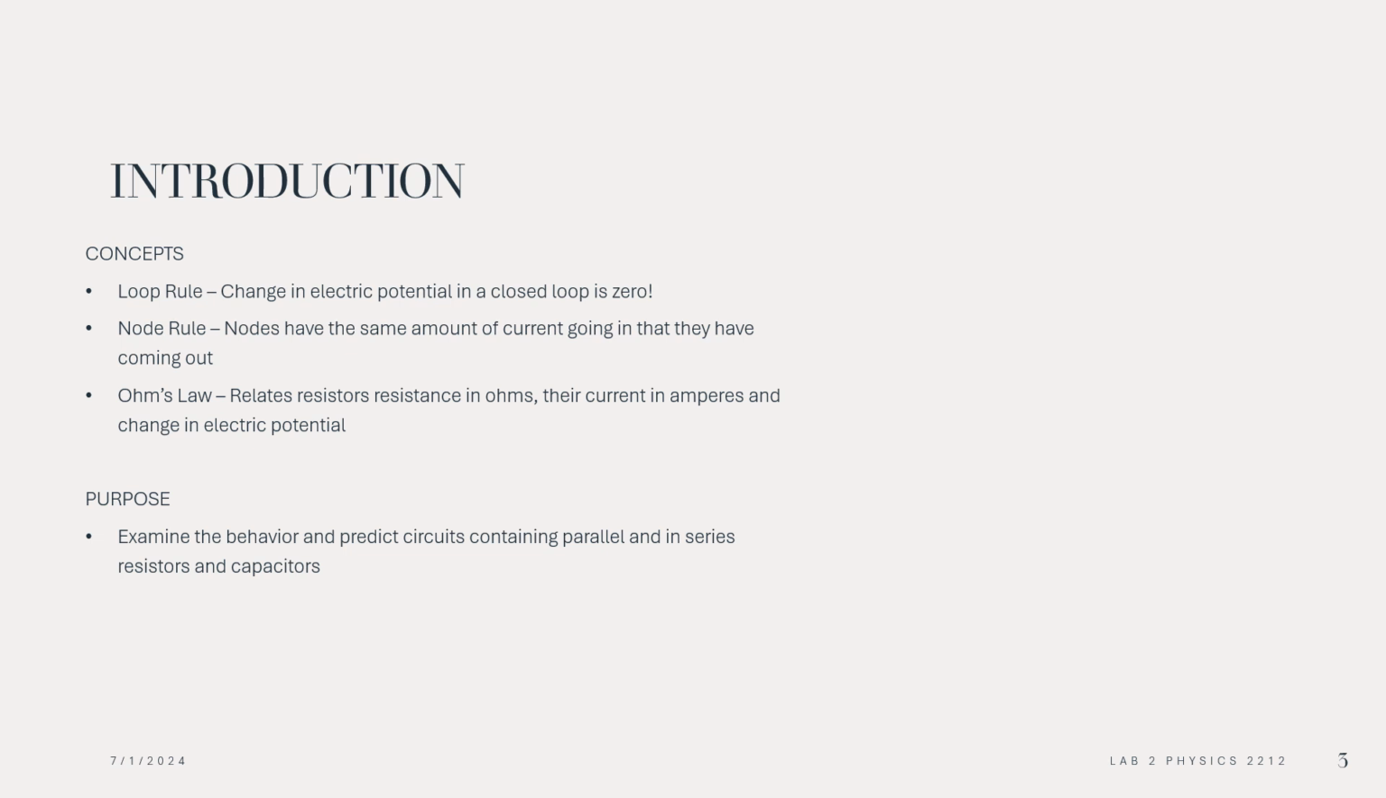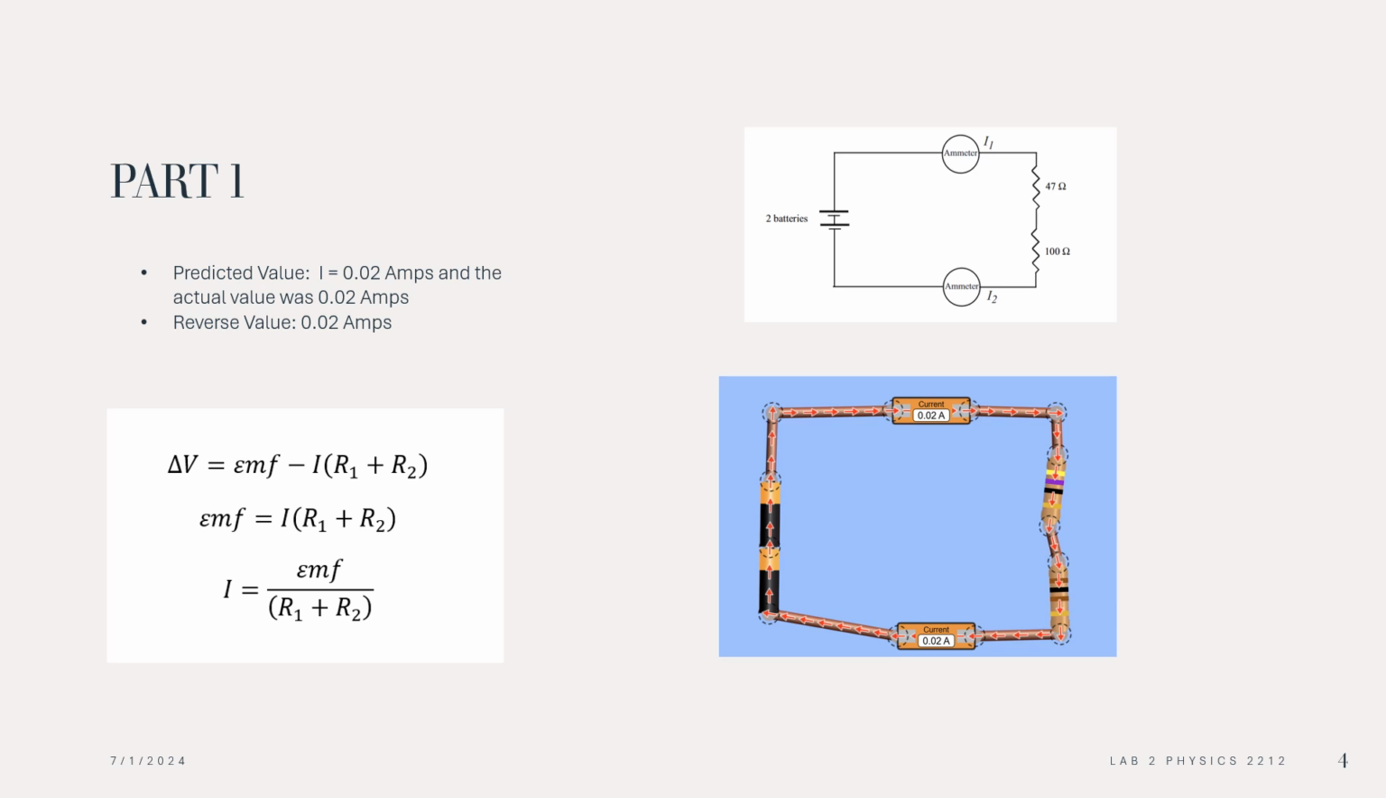Lastly, the purpose of this lab is to examine the behavior and predict circuits containing parallel and in-series resistors and capacitors. Going on to part 1 of our experiment, we have a pretty simple circuit: 2 batteries, 2 resistors, and we're adding 2 ammeters to read the current.